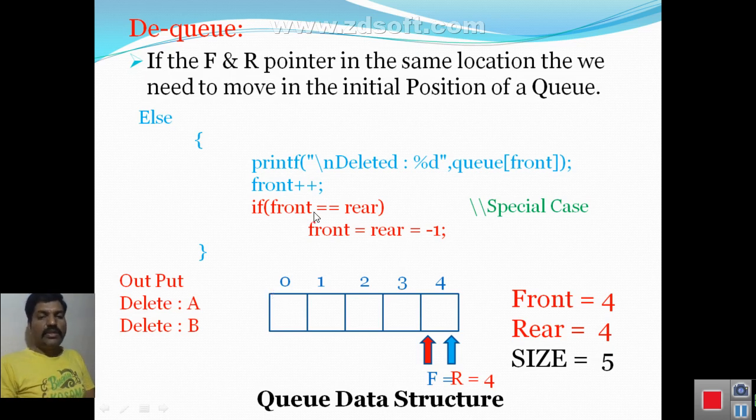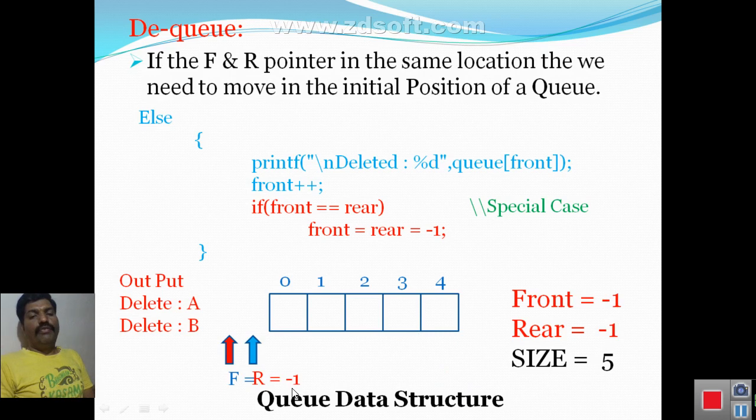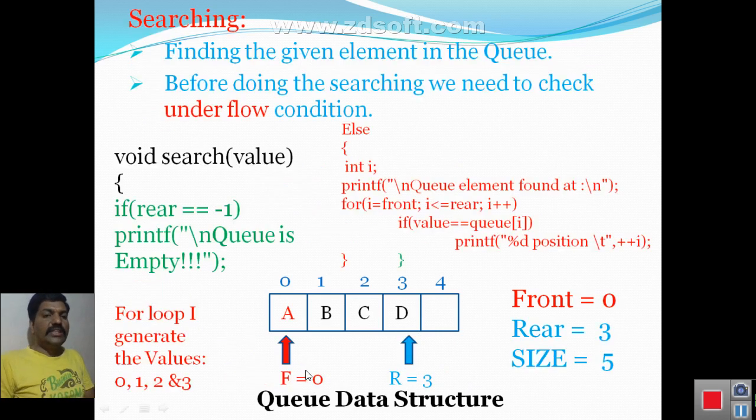So for this particular special case, we reset the queue to its initial position, front equal to rear equal to -1. Then the searching operation. If you give any one number or character as an input to the searching operation, it will try to find out whether the same value is available in your queue or not. That is the operation called searching.